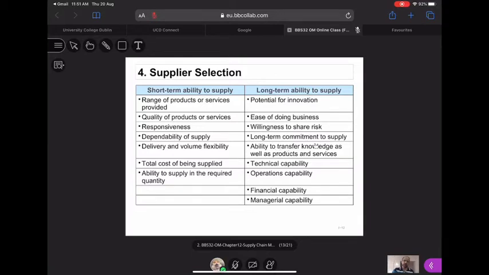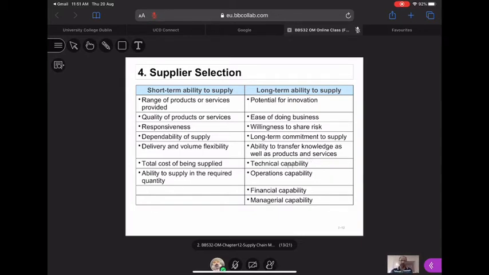Also long-term commitment to supply, which means they are able to supply me on a long-term basis, and the ability to transfer knowledge as well as product and services. Whatever knowledge of their raw materials they transfer to me, then I really know what needs to be done. This is something I expect from the long-term supplier.